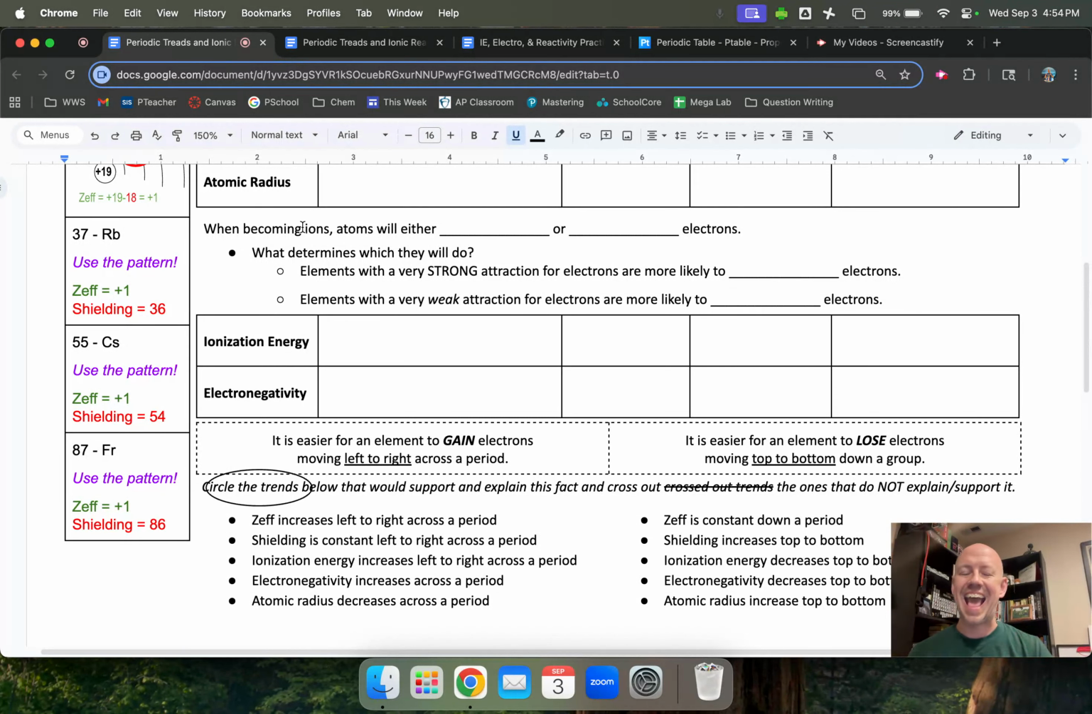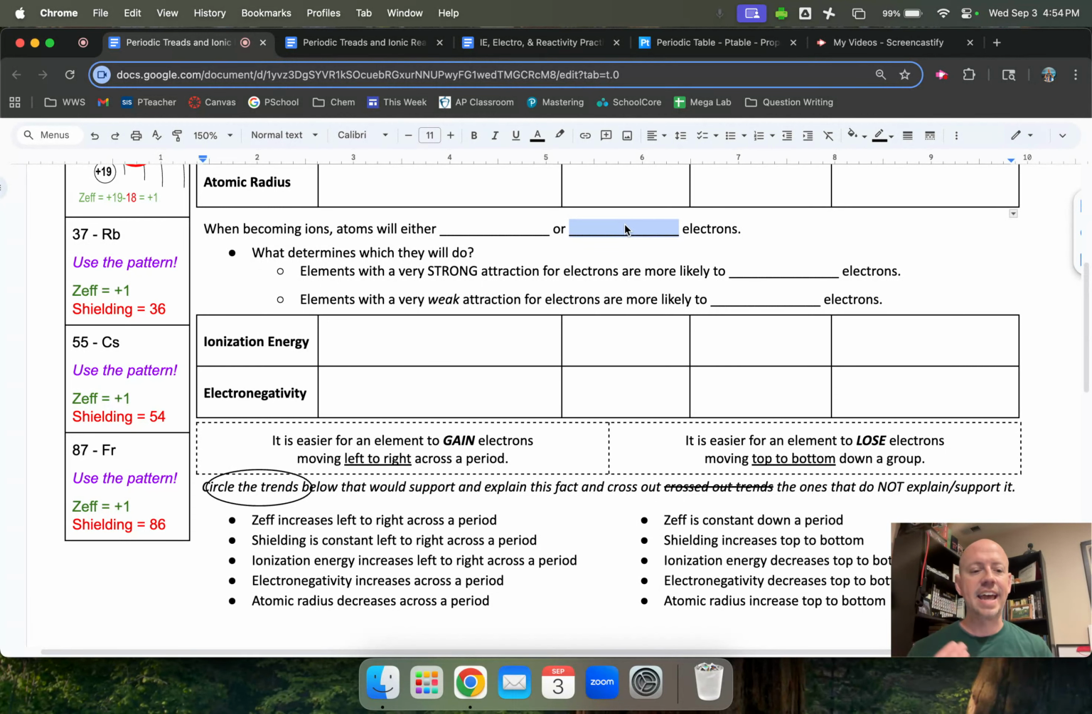So when an atom currently exists in its neutral state, it almost always doesn't have a full energy level. So it will either gain electrons to become full or it will lose electrons to become empty. What is going to determine what it does? It really has to do with, is it closer to being full or is it closer to being empty?